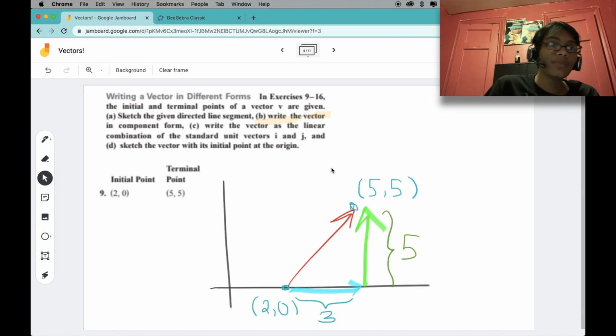Well, it's easy. It's not too bad. Let's give our vector a name. I'm being kind of rude to my vector by not giving it a name. Let's call my vector u.